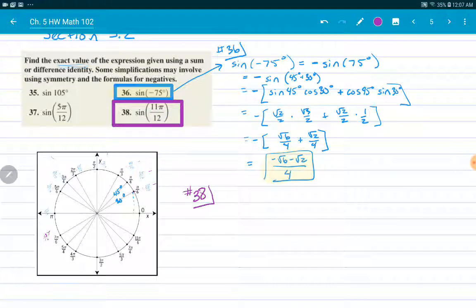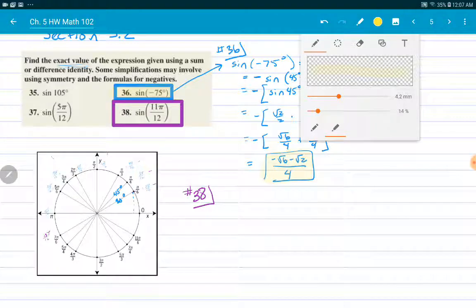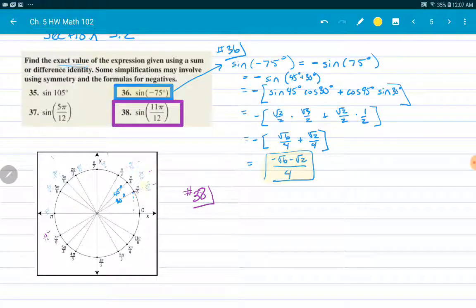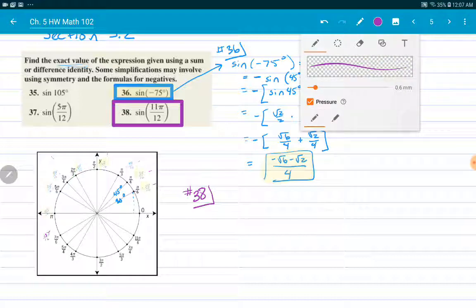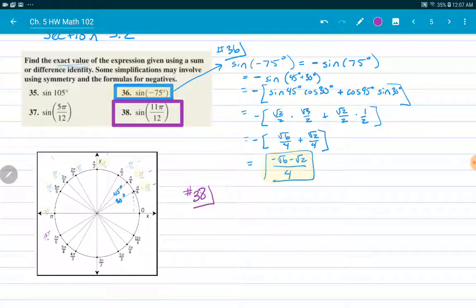Looking at the coefficient out in front here: the 2, the 3, the 4, the 6, the 8, 9, 10, 12. There's a couple different ways to do that, but I'm thinking 9 and 2 make 11. So I'm going to use those two angles. 9 pi over 12 plus 2 pi over 12 gives me 11 pi over 12. So that will work for that.